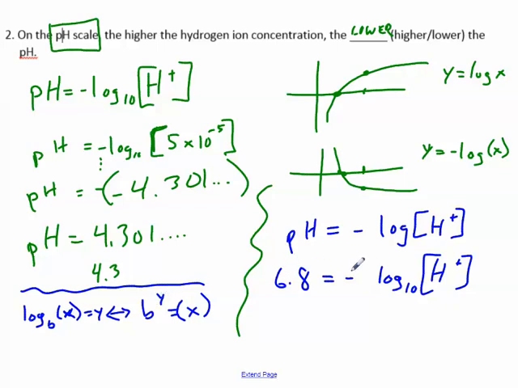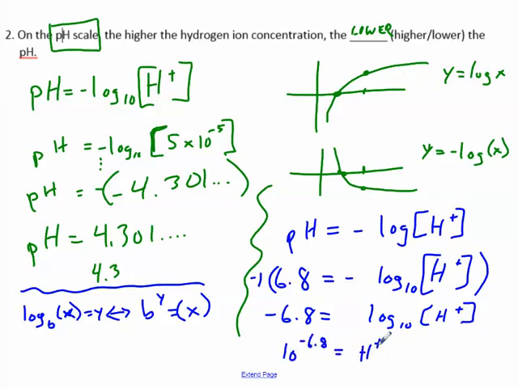The only problem is this negative sign is in the way, so we have to multiply by negative 1. Negative 1 times 6.8, negative 6.8 equals, negative times a negative is positive, so we've got a positive now, log base 10 of my hydrogen ion concentration. And now I can use the idea over here to translate from a log statement into an exponential statement, saying that 10 to the negative 6.8 equals my hydrogen ion concentration. So all we have to do is now take 10 to the negative 6.8, and that's our number.